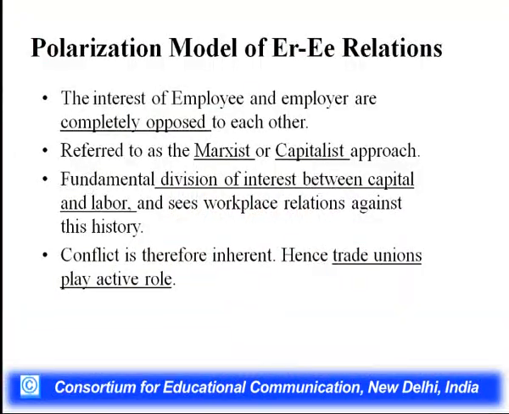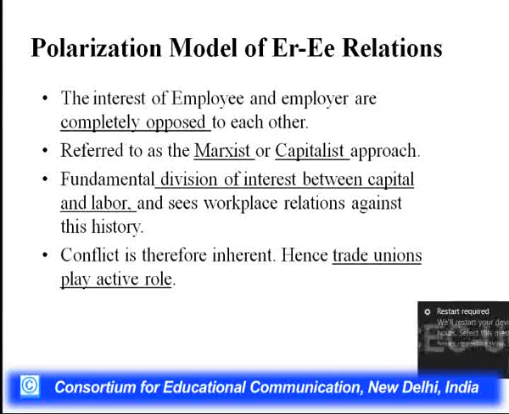Now if we look at another model of employer and employee relations, we have polarization. This is based on the Marxist or capitalist approach, where the interests of the employee are not given much relevance or emphasis. In fact the interests of employee and employer are completely opposite to each other, and in this case conflict is inherent, and the trade unions play a very active role in looking after any dispute.